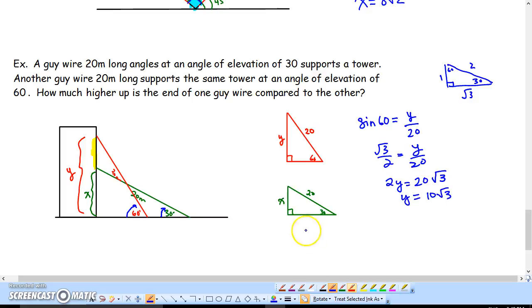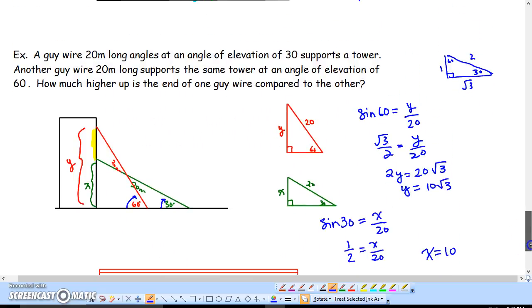So what is the height of x over here? Well, it's the same thing, except we have a 30-degree angle, so we get x over 20. 30 degrees is opposite over hypotenuse. That's 1/2. I don't need to cross multiply here because they're just equivalent fractions. x is just 10, right? So now I know that I can take my y minus my x to give me 10 root 3 minus 10.